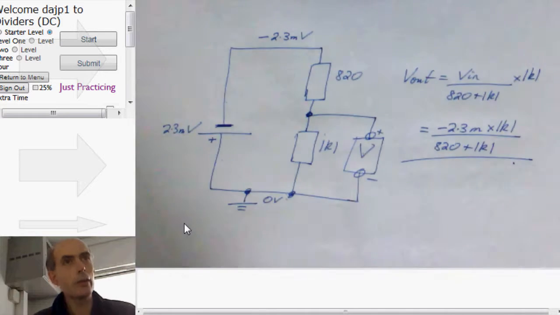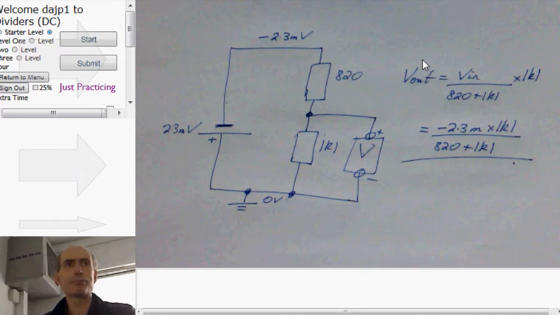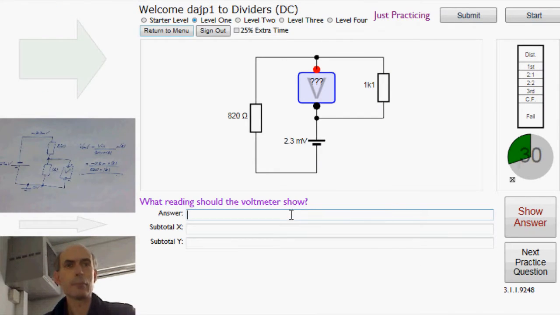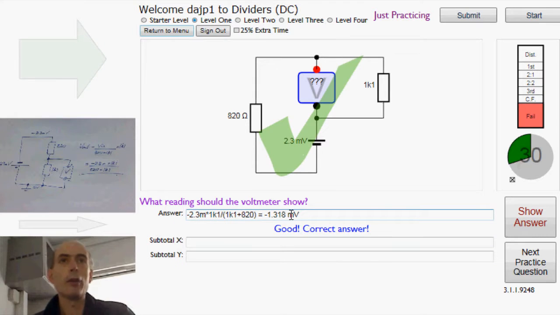That should be the answer. Let's give it a try. Minus 2.3 milli times 1K1 divided by 1K1 plus 820. Fine. Next.